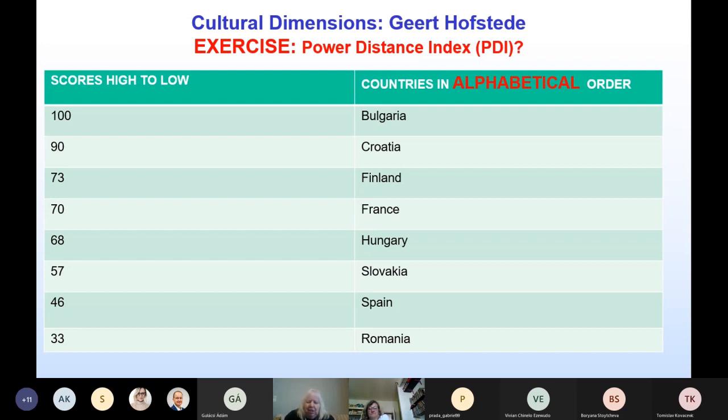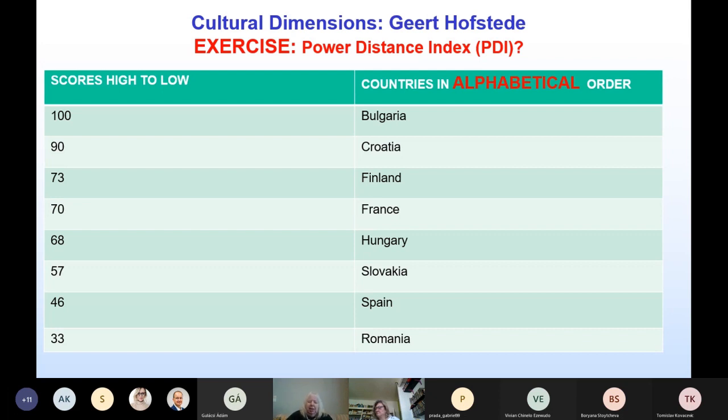I've written some of the countries represented in this group on the list in alphabetical order. And without looking it up on your phones, try and think just for a minute which country you think would have a very high score and which country you think would have a very low score. So the lowest on our table here is 33 and the highest is 100.